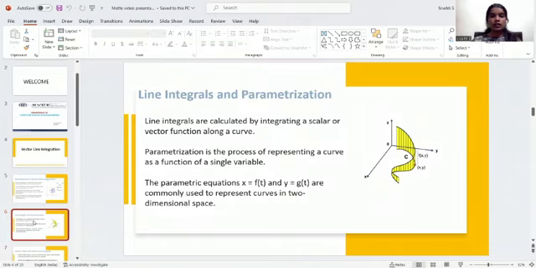Line integrals and parametrization. Line integrals are calculated by integrating a scalar or vector function along a curve. Parametrization is the process of representing a curve as a function of a single variable. The parametric equations x equals f of t and y equals g of t are commonly used to represent curves in two-dimensional space.